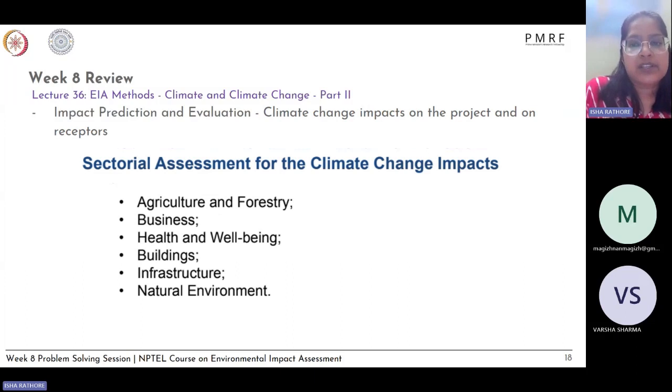Then also sector-wise assessment needs to be done for climate change impacts, because certain sectors are huge emitters of greenhouse gas emissions based on the type of activity or the type of tasks that take place in each of these sectors. So different sectors could be agriculture and forestry, business, health and well-being, buildings, infrastructure, natural environment. So sector wise assessment also needs to be done for assessing the climate change impacts.